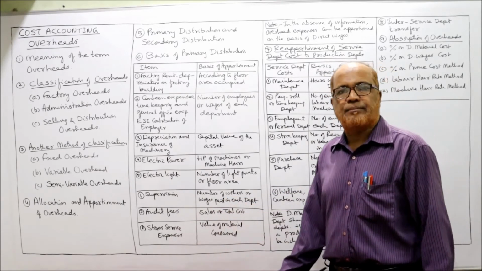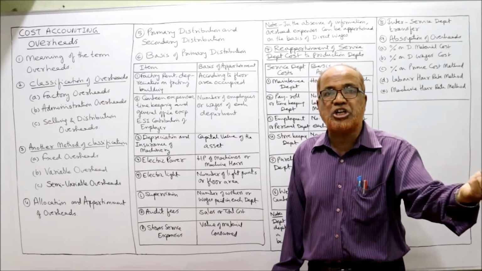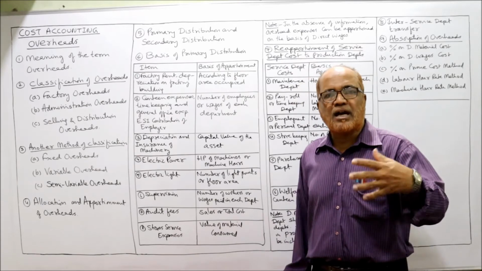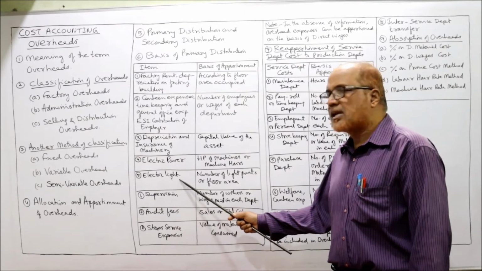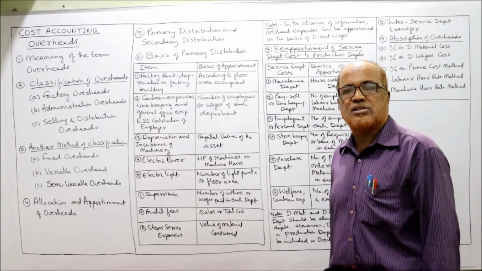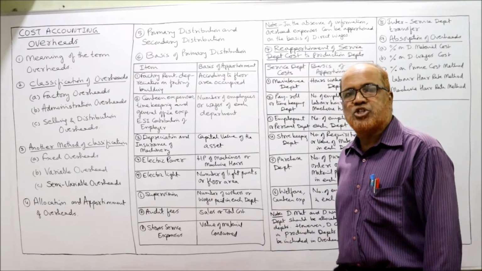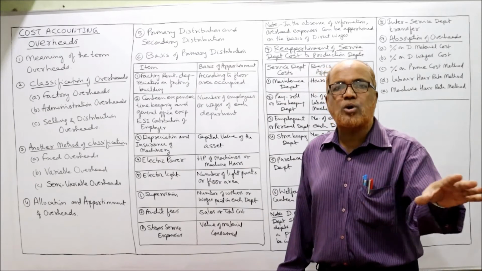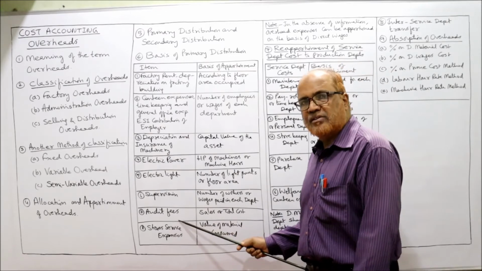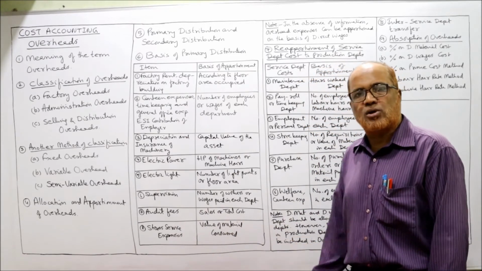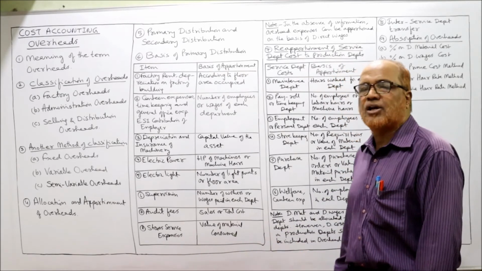Then electric lighting. Electric power is different from lighting. Power means the current which is used to run the machine, whereas lighting means the current which is used to run tube lights, fans, bulbs, etc. So electric lighting will be apportioned on the basis of number of light points. If the number of light points is not given, then according to floor area. Then supervision. Supervision charges will be apportioned among all the departments on the basis of number of workers or wages paid. Similarly, audit fees will be apportioned on the basis of sales or total cost. Last, store service expenses, on the basis of value of material consumed.